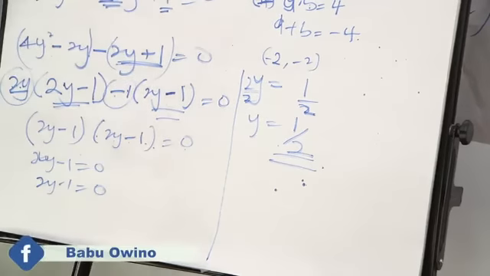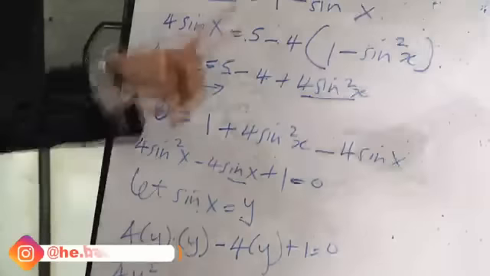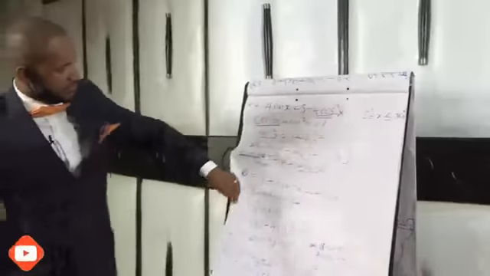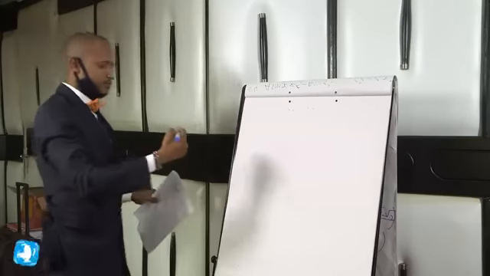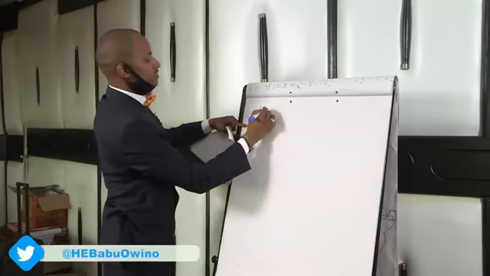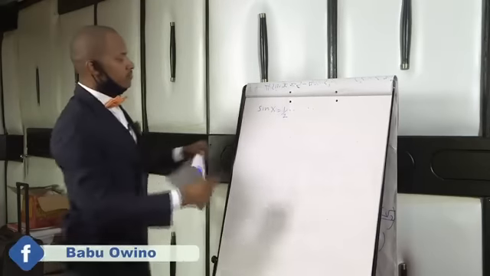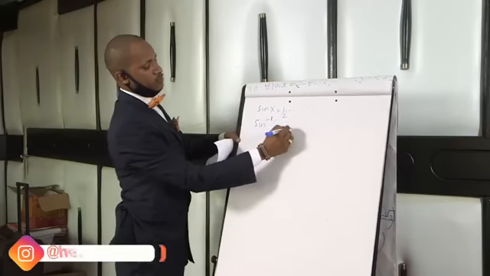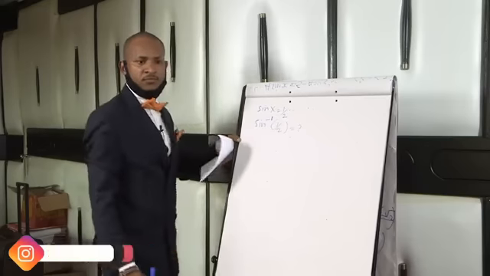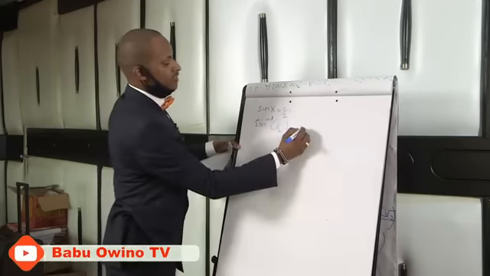Remember, we said sine x is equal to y. Therefore, you replace y with a half, so you write sine x equals a half. We look for an angle whose sine equals a half. Which angle is that? From the mathematical book or from the calculator, that angle is 30 degrees.